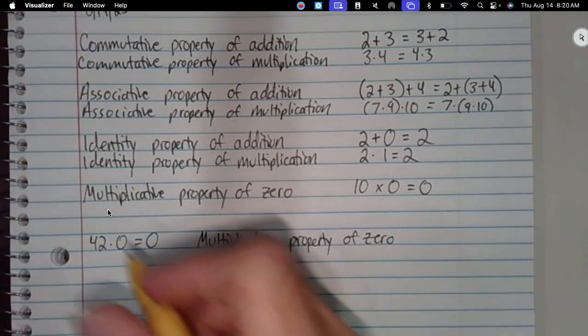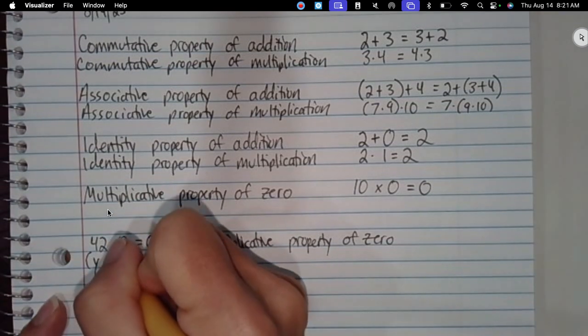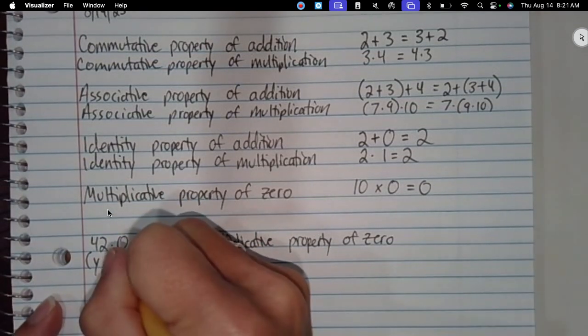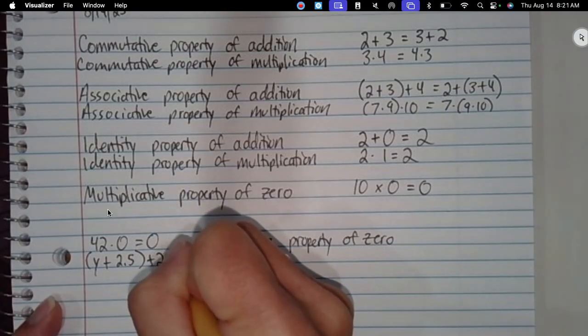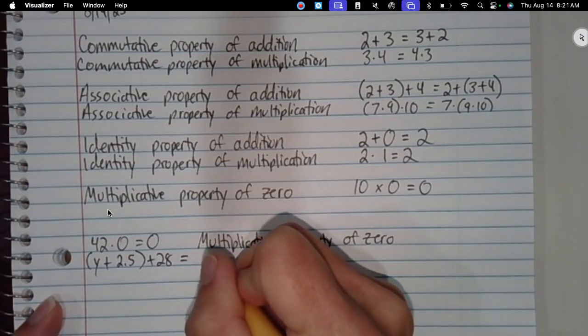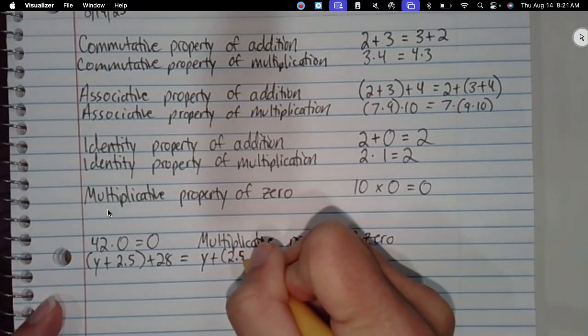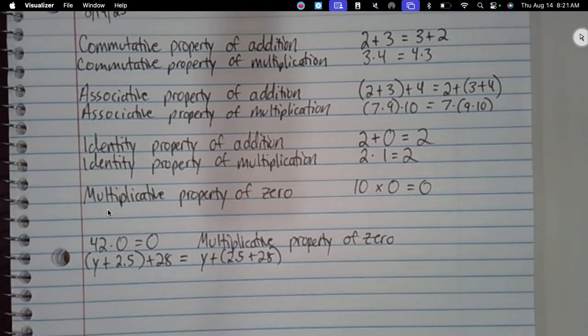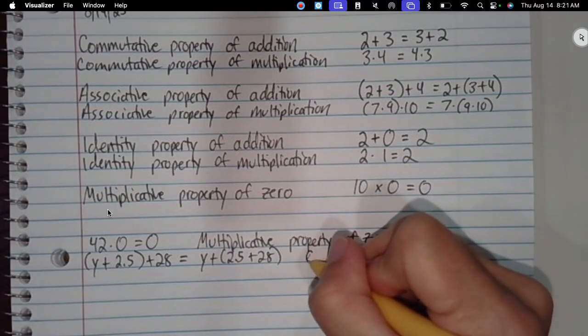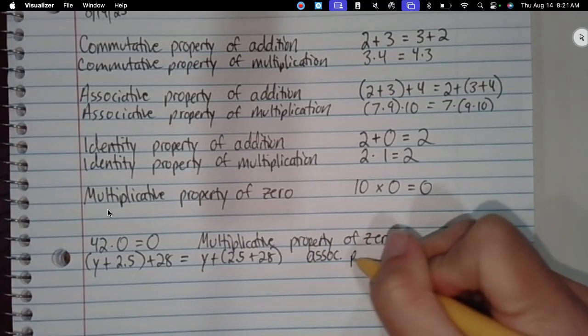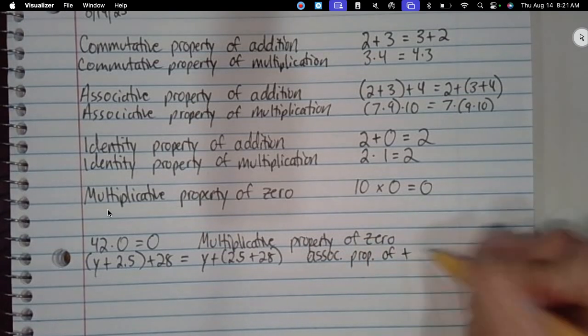Let's look at this one. y plus 2.5 plus 28 equals y plus 2.5 plus 28, with the parentheses moved. What did I do there? You moved the parentheses. Which one do we move the parentheses? Associative property, and I am adding, so it would be associative property of addition. And I abbreviate a lot. I'll do associative property of addition.